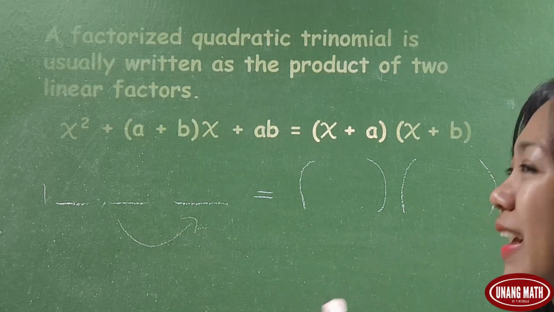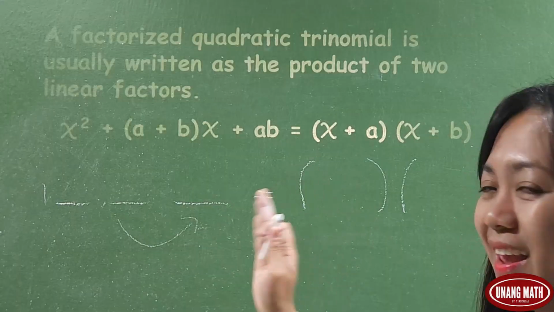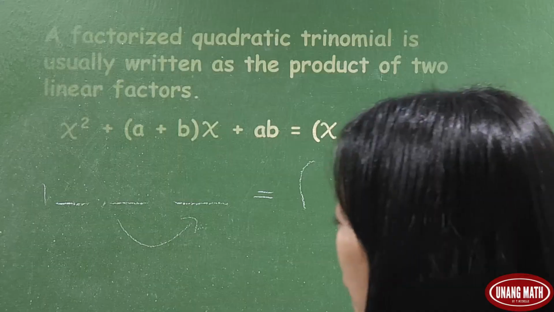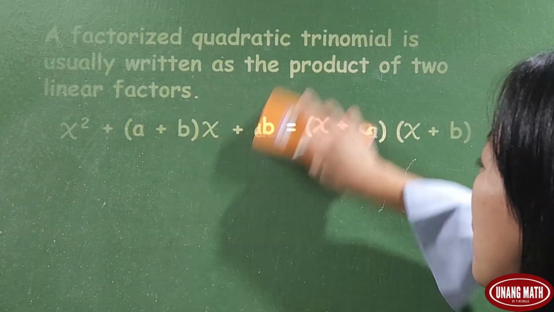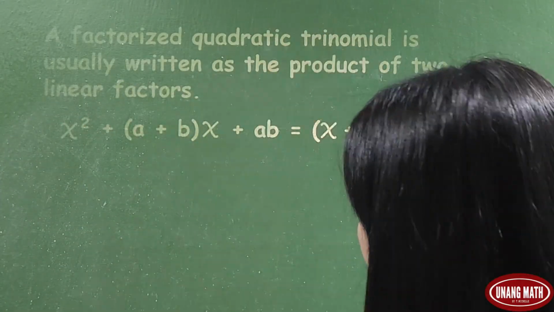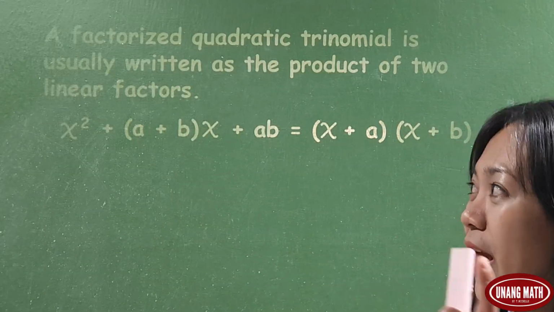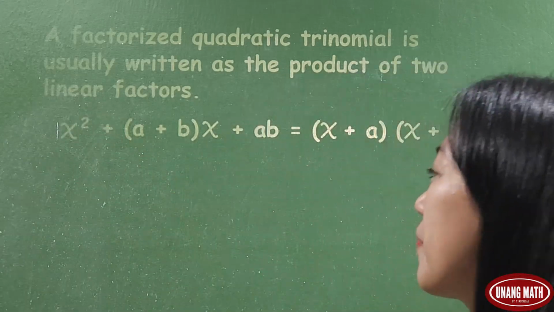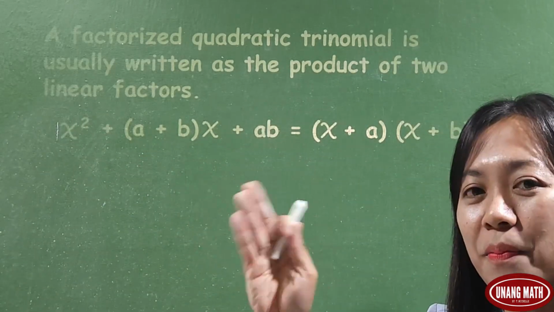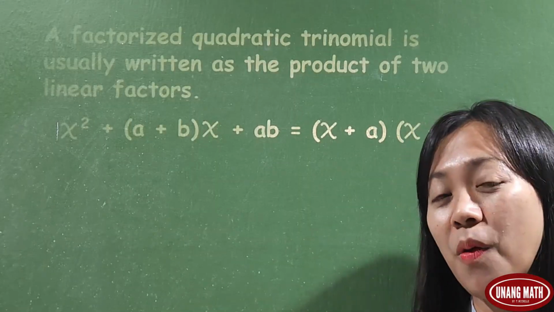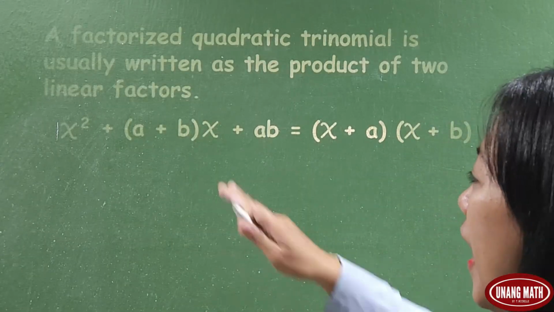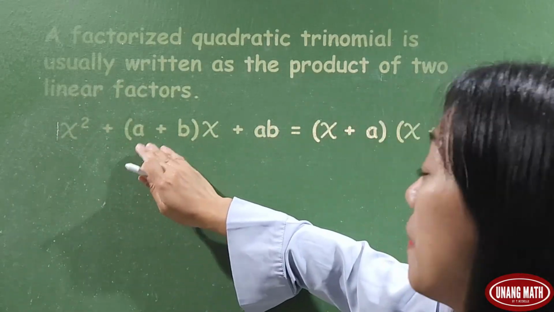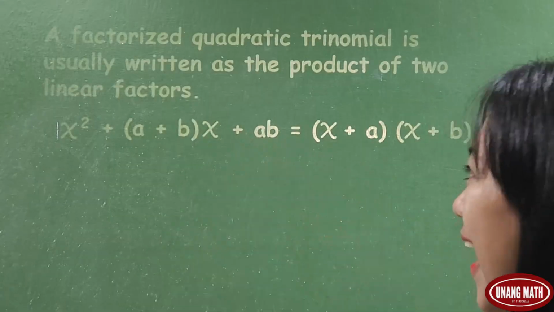Okay, how about if the trinomial is not a perfect square trinomial? How are we going to factor it out? That would be the focus of this episode. If the leading coefficient is 1 and the trinomial is not a perfect square trinomial, how are we going to factor it out? It would be in this form: x squared plus (a plus b)x plus ab.